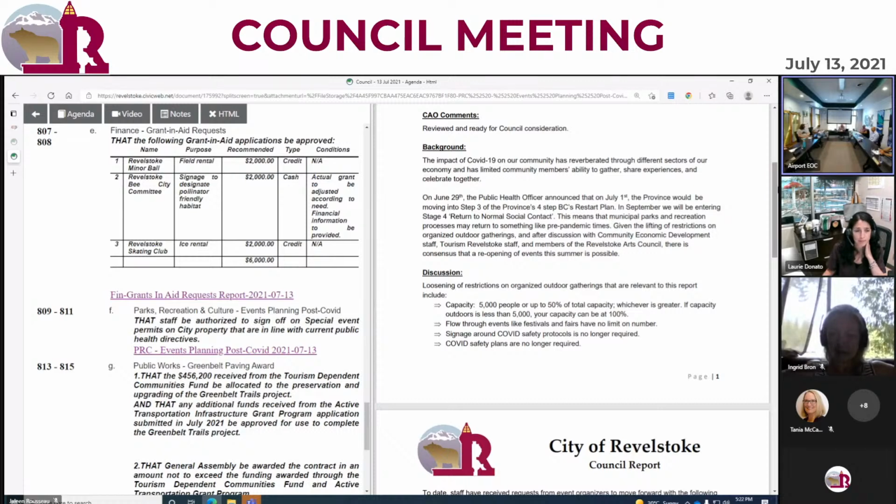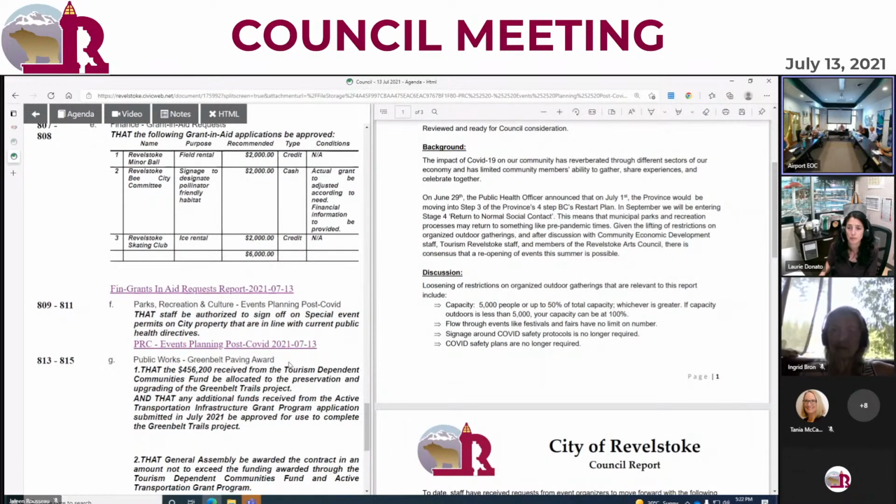So the motion on the table, anyone want to make further comment on that? Seeing none, all those in favor? Motion's carried unanimously. Thank you. Moving on to item 11G.